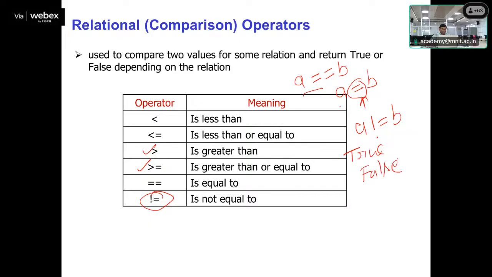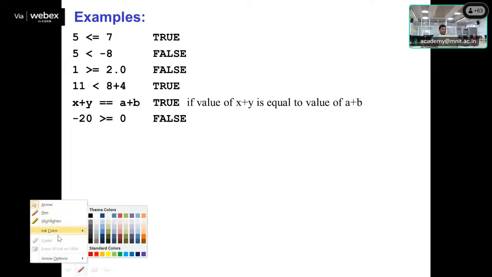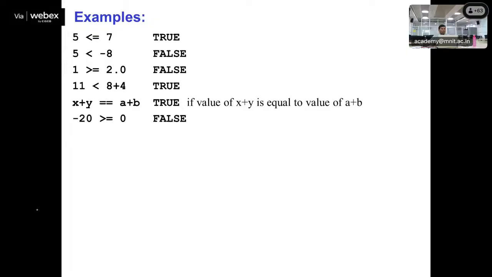So here you can see, if we compare 5 is less than 7, the outcome is going to be true, because 5 is less than 7. Answer is yes, true. 5 is less than minus 8, not true. 5 is greater than minus 8. So this is going to give me the outcome as false.